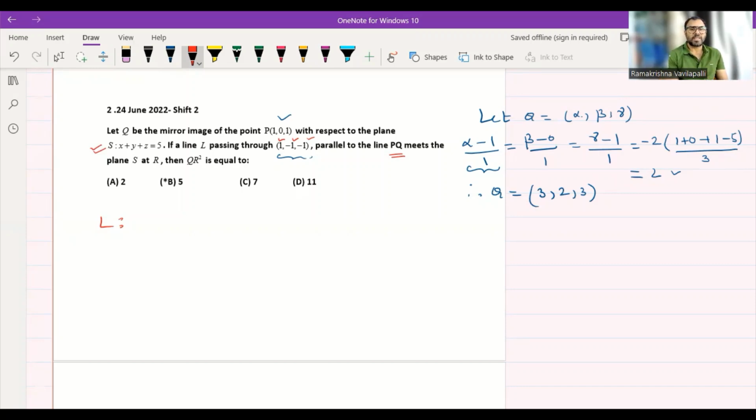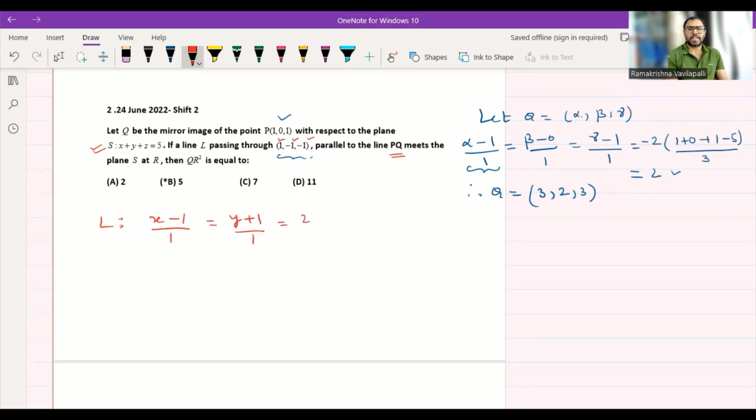So here equation of L is x minus 1 by, what are the DRs of normal to the plane? 1, 1, 1. So here 1, y plus 1 by 1.